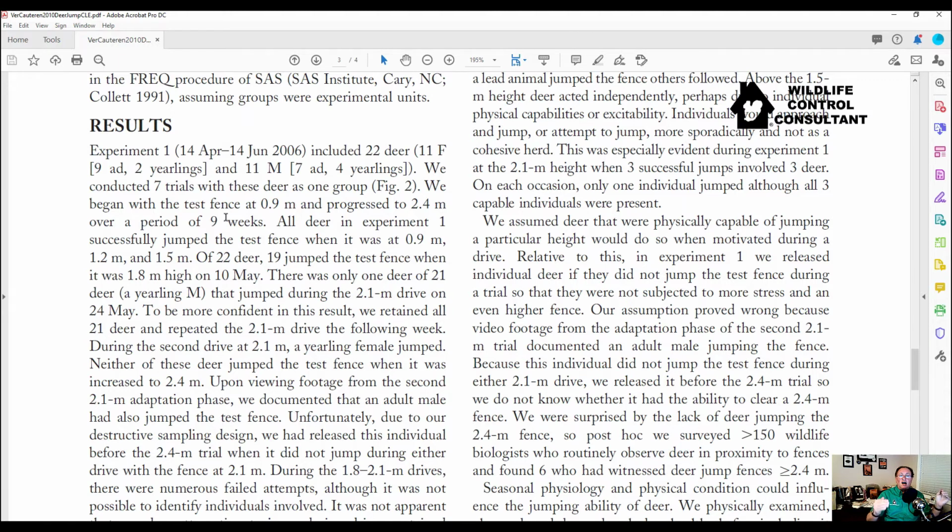And this is the raw data in English. Okay. So they're going to tell you what happened. They're going to say experiment 1. Notice they put the dates in there. They used 22 deer, 11 females, 9 adults, 2 yearlings, and 11 males, because they tried to make it even for gender, right? 7 adults, 4 yearlings. And then they conducted 7 trials with those deer as a group. And they progressed ultimately to a fence height of 2.4 meters.